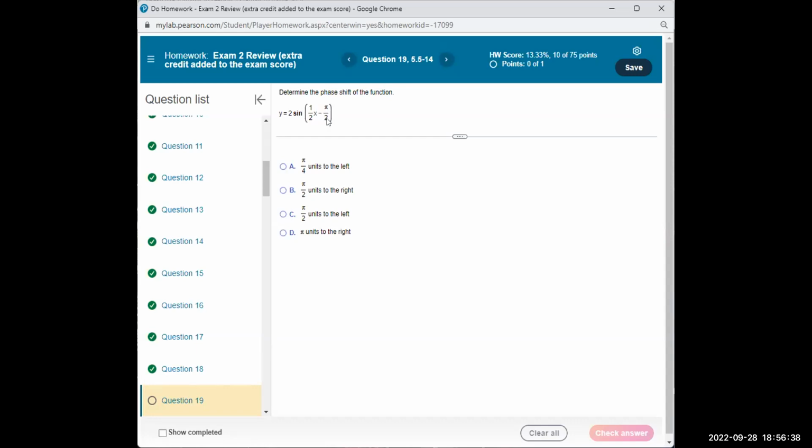And you take pi over 2 and divide it by 1/2. So that's going to be the same as multiplying pi over 2 by 2. The 2's are going to cancel, and it's going to be pi units to the right. So D is the correct choice.